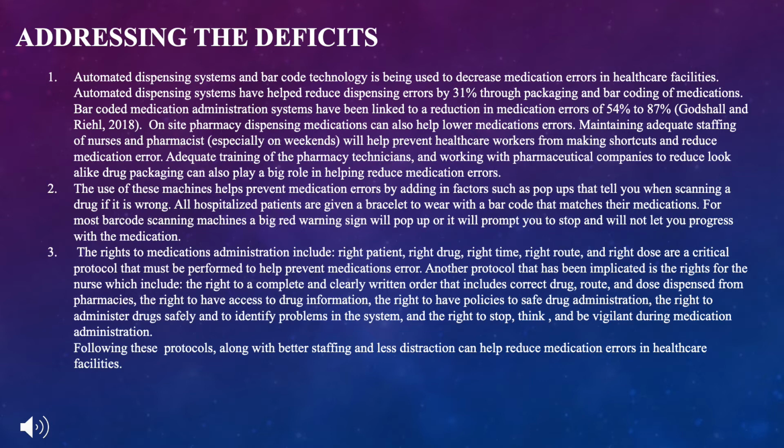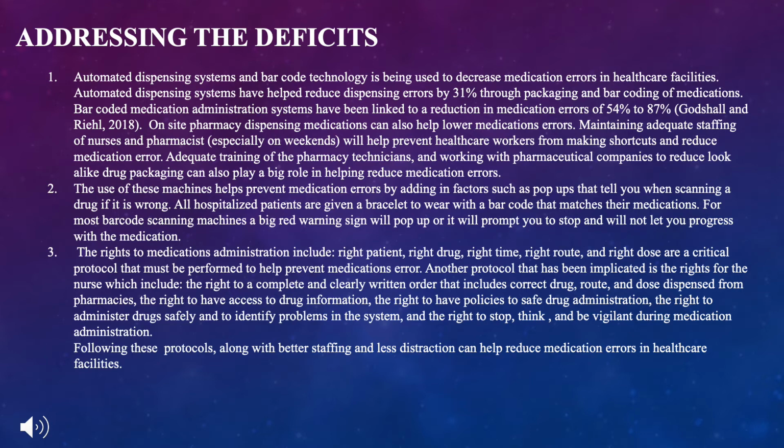The rights to medication administration include right patient, right drug, right time, right route, and right dose. They are a critical protocol that must be performed to help prevent medication errors. Another protocol that has been implicated is the rights of the nurses, which includes the right to a complete and clearly written order that includes correct drug, route, and dose dispensed by pharmacies.